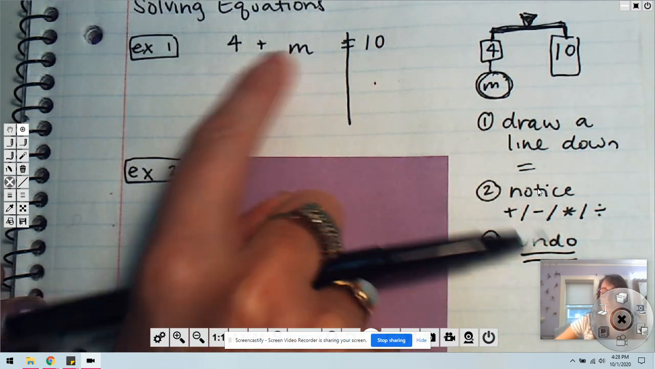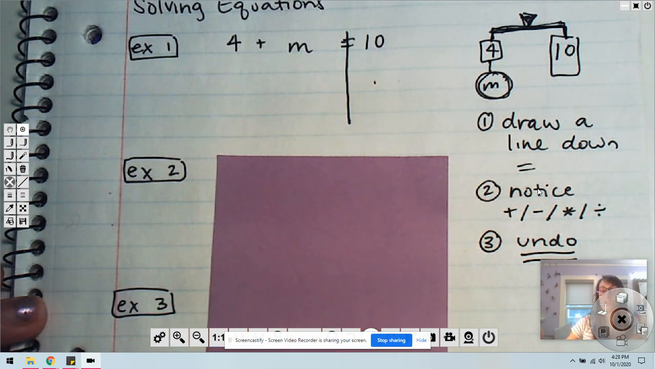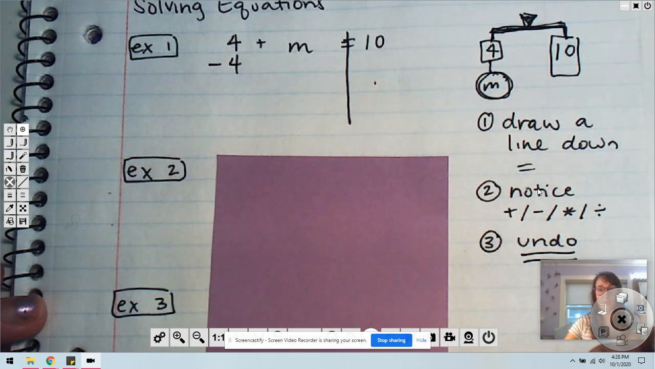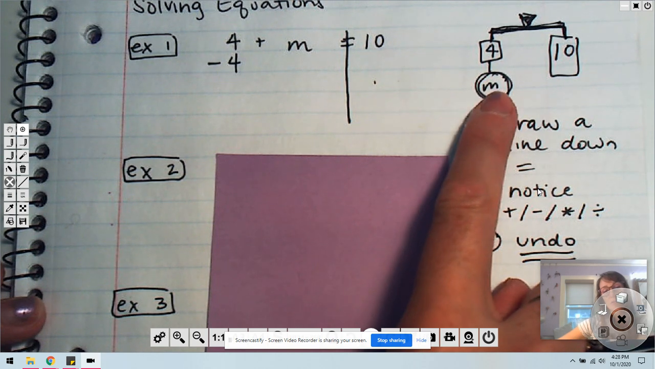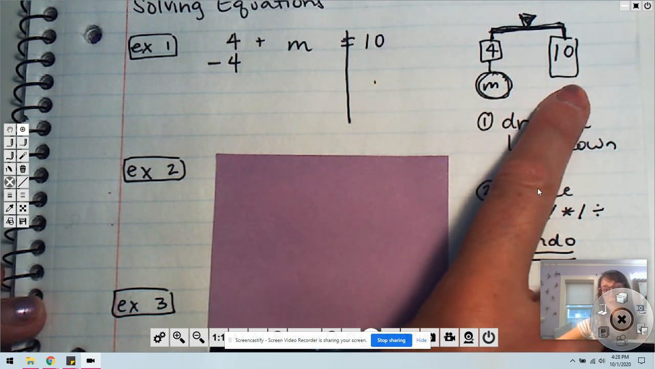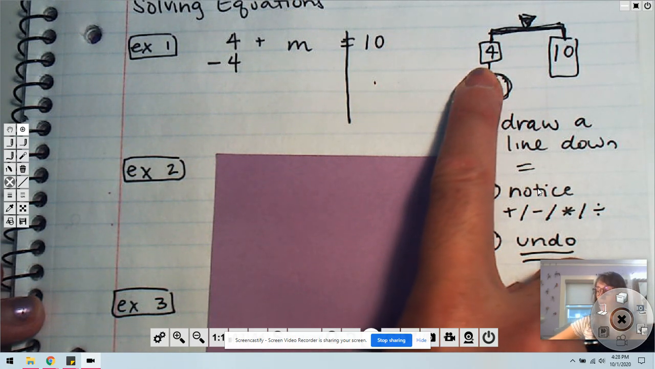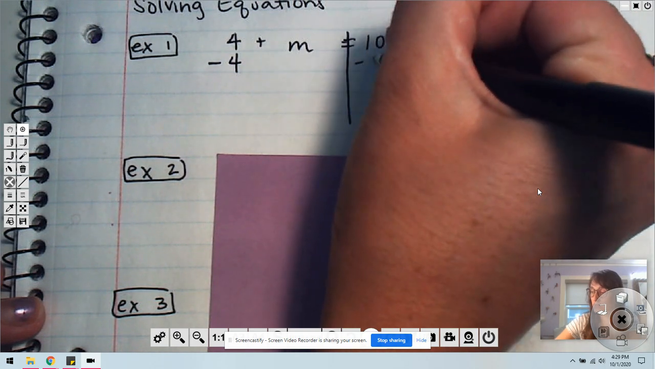So when I look at this equation, I see a positive 4. To undo a positive 4, I need to subtract 4. One of the important things about a scale is that whatever you do to one side, you have to do to the other. If I subtract 4 from this side of my scale, that'll make this side really, really heavy, so I also need to subtract 4 from this side.